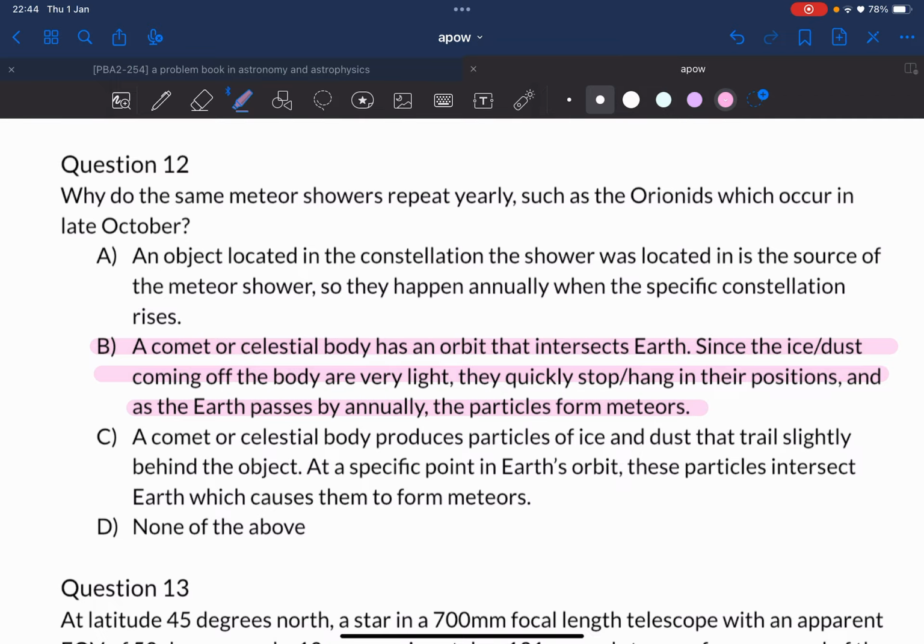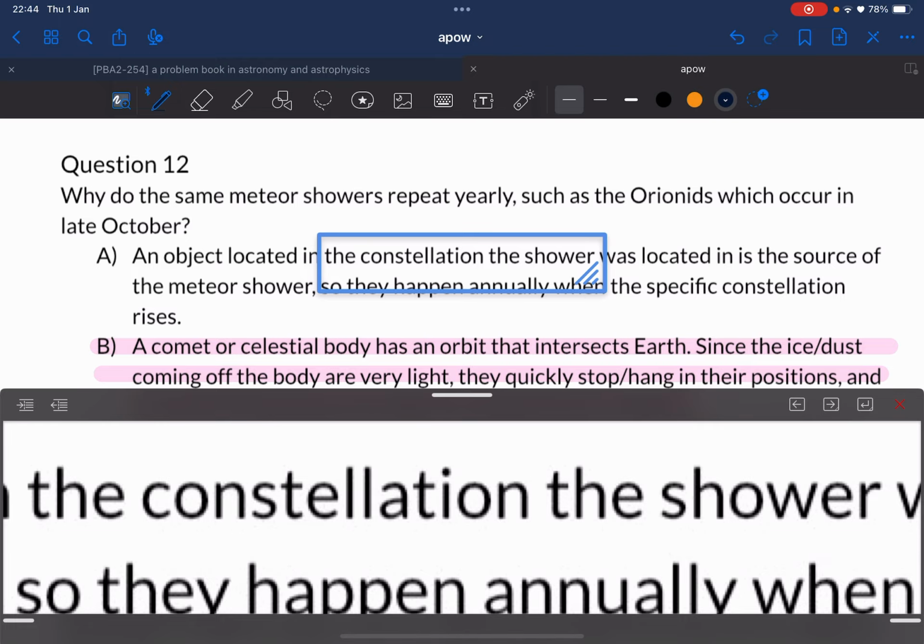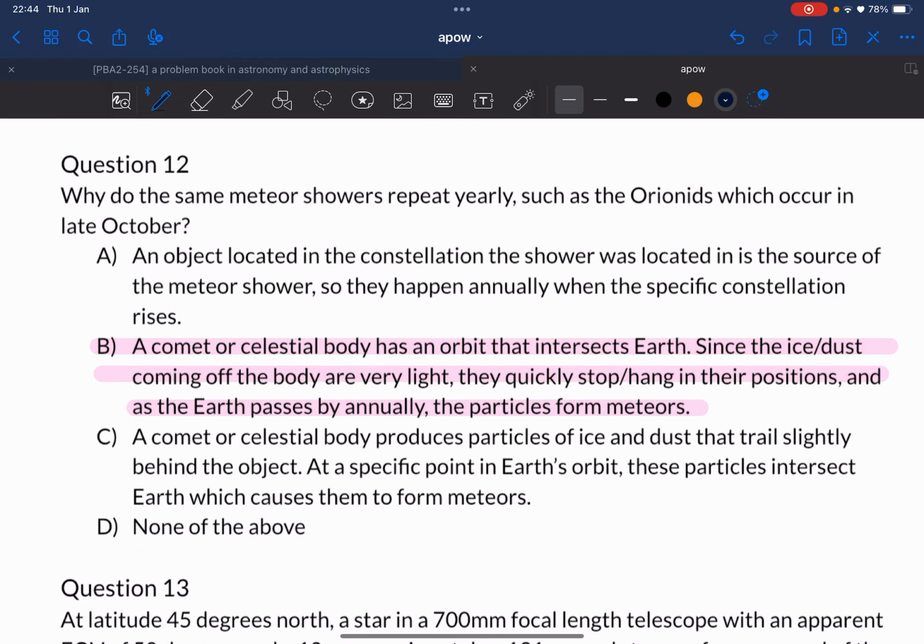Like, yeah, I guess. I mean, it's not wrong. For me, it's a bit weird, but it's more like personal preference. And, object located in constellation, in the constellation the shower is located, the southern meteor shower. I mean, yeah, you're not wrong for saying that. Technically, yes, but no, because in this case it should be happening every single time a constellation rises, not specifically in that year.